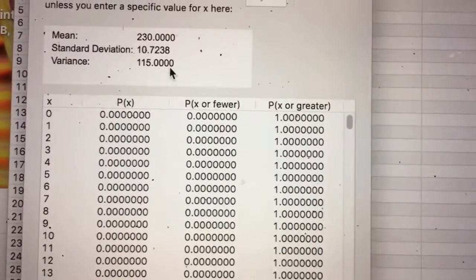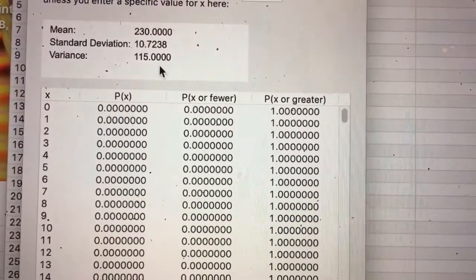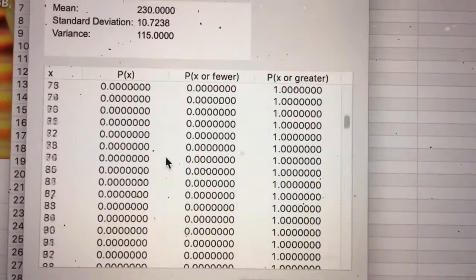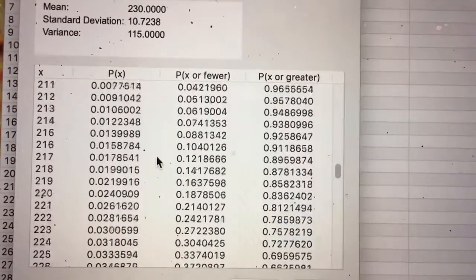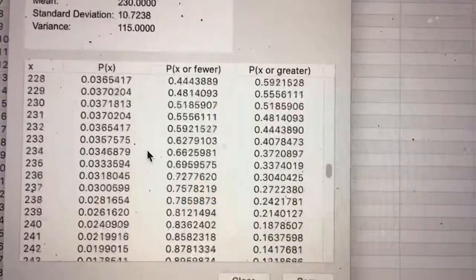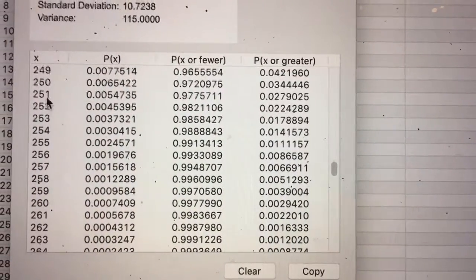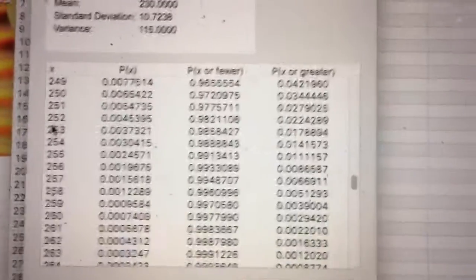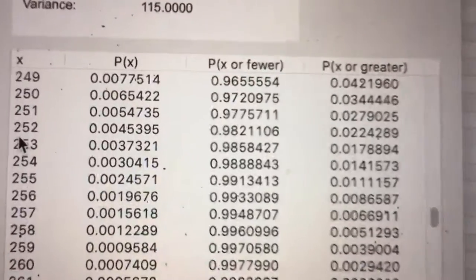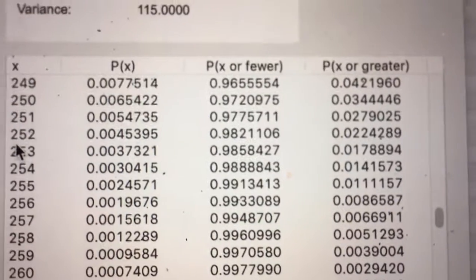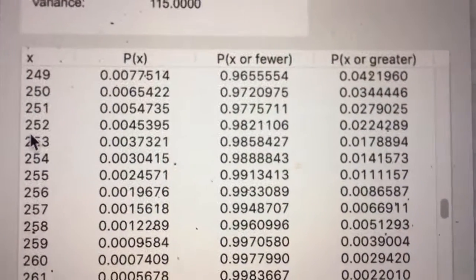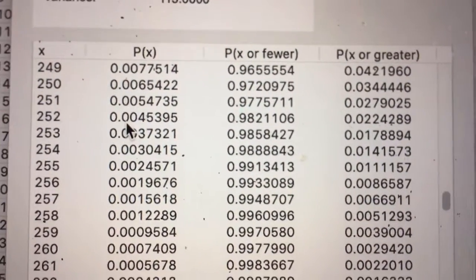I'm also given my mean, my standard deviation, and my variance right now, and now I can go all the way down here. And remember, our number was 252. Okay, so 252. Now on StatDisk, I can look at the 252 and look across there. We've got the probability of exactly 252 is pretty small.